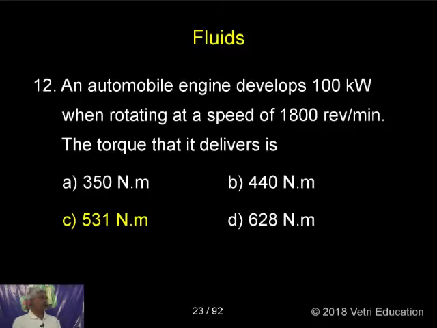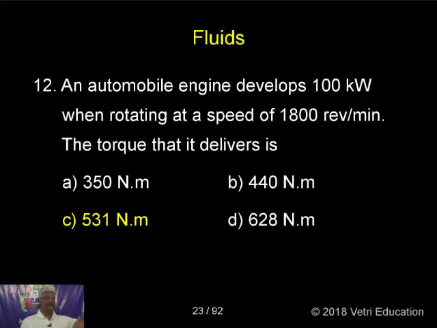An automobile engine develops 100 kilowatts when rotating at a speed of 1800 revolutions per minute. What is the torque that it delivers? This is also a repeated problem. When the rotating speed is given in revolutions per minute, as in a motorcycle or car, there is a meter in the motorcycle or car nowadays, the RPM. It is called revolution per minute. So it will be divided by 60 because you have to convert it into revolutions per second.